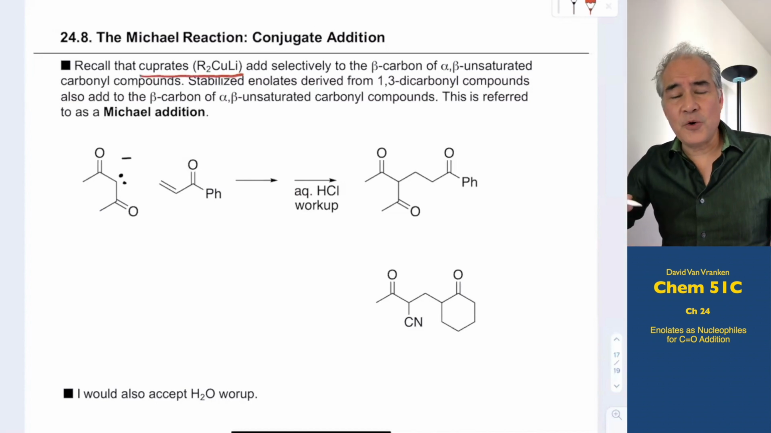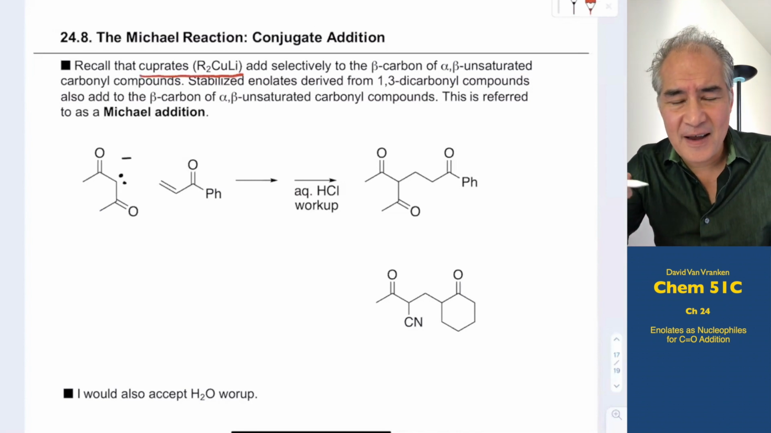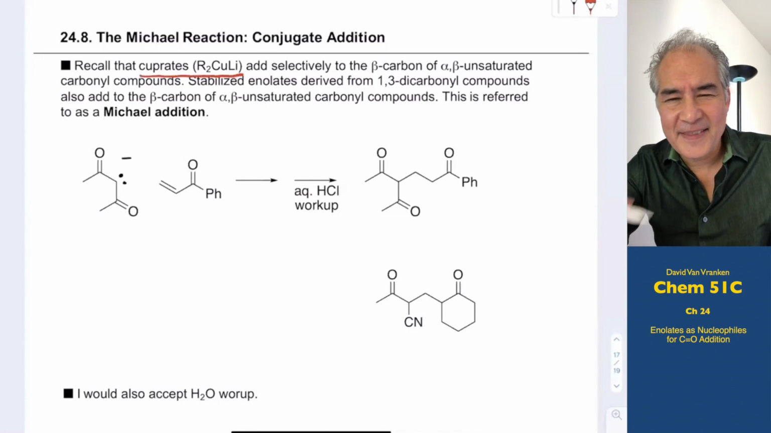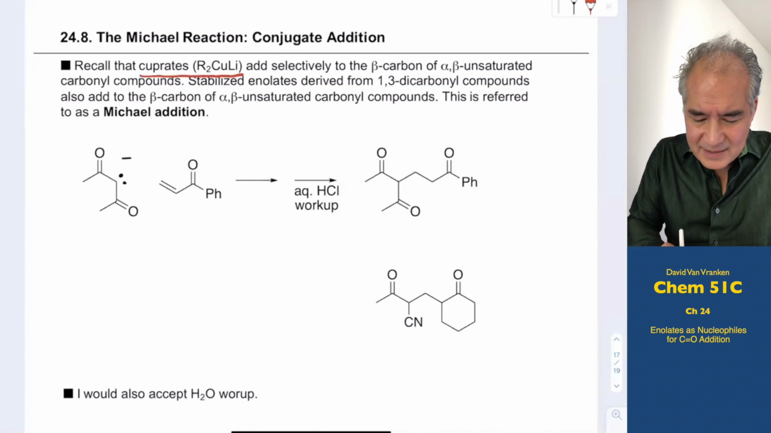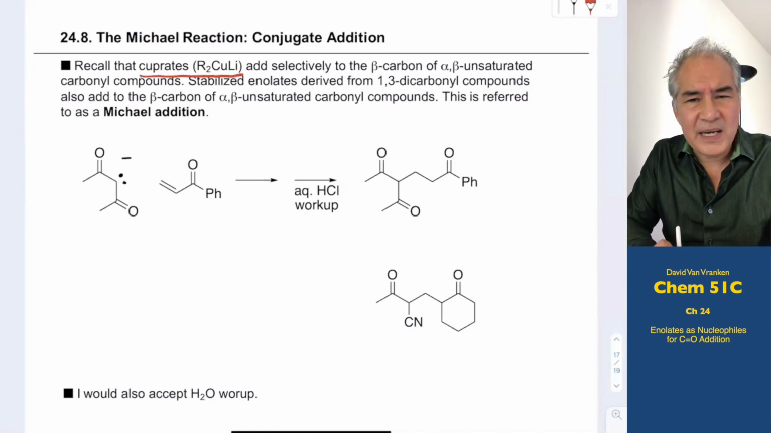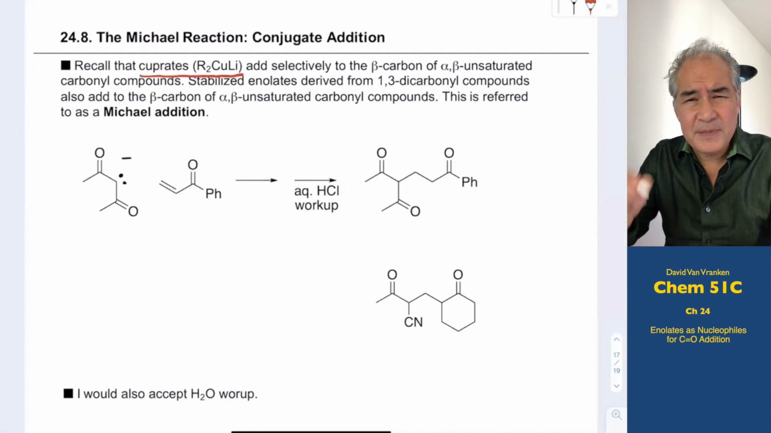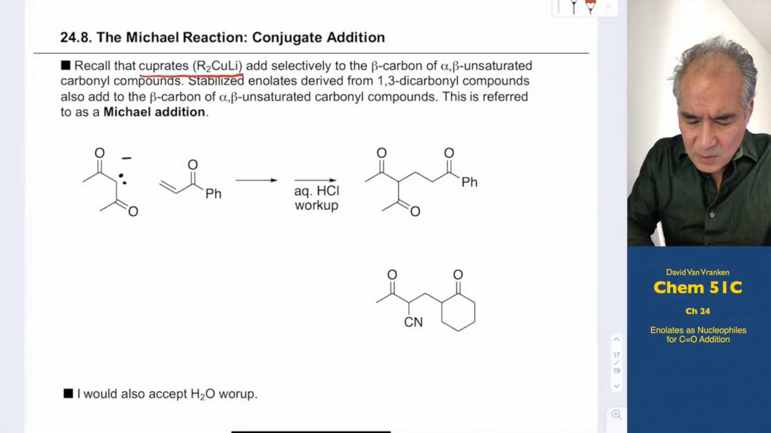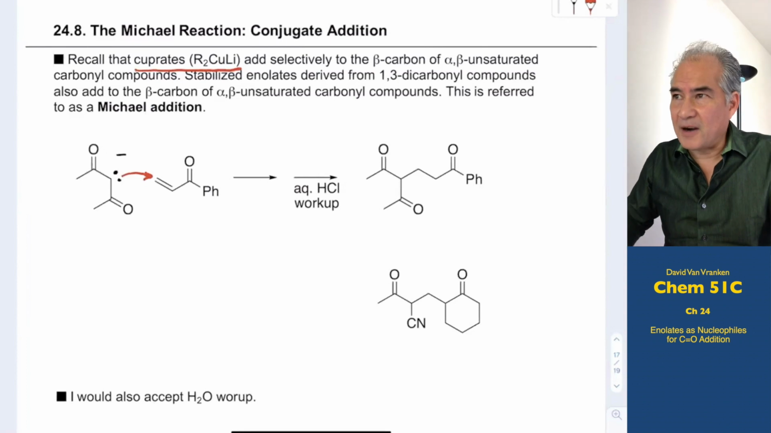And let me just, to help you remember, I want you to recall that way back in chapter 20, we taught you that cuprates add selectively to the alkene of an enone, not to the carbonyl. And that's a selective reaction. I expect you to know that special reaction of cuprates. And in the same way, these types of super stabilized enolates, where you have 2 carbonyls next to each other, or a carbonyl and a cyano group, or a ketone and an ester, those types of super stabilized enolates will attack not the carbonyl carbon, they attack the alkene carbon.